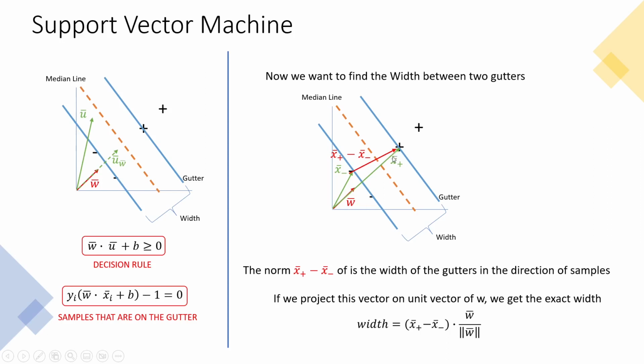and the width of the gutter is basically x plus minus x minus, this vector, projected onto W. But remember, if we want to project a vector on another vector, we need to have a unit vector. So this is the unit vector of W, okay? And this guy over here is this vector, the one that's in red, okay? And the width of this vector is basically the projection of this vector onto W. Therefore, this is our width.